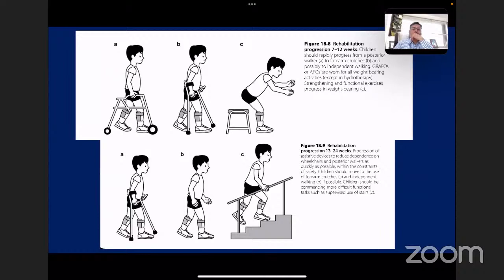After that, in weeks 7 to 12, they have to start doing strengthening and functional exercises. They have to walk with the help of an AFO only, except when they are doing hydrotherapy. That is when AFOs can be removed.